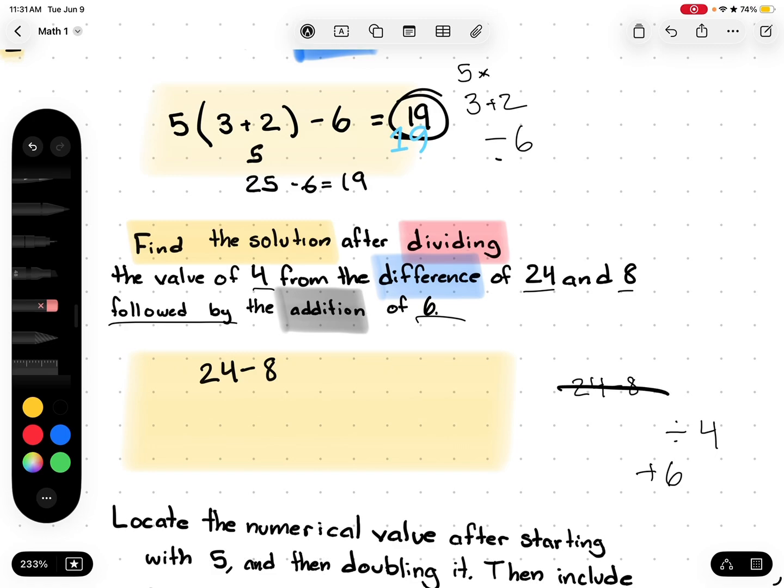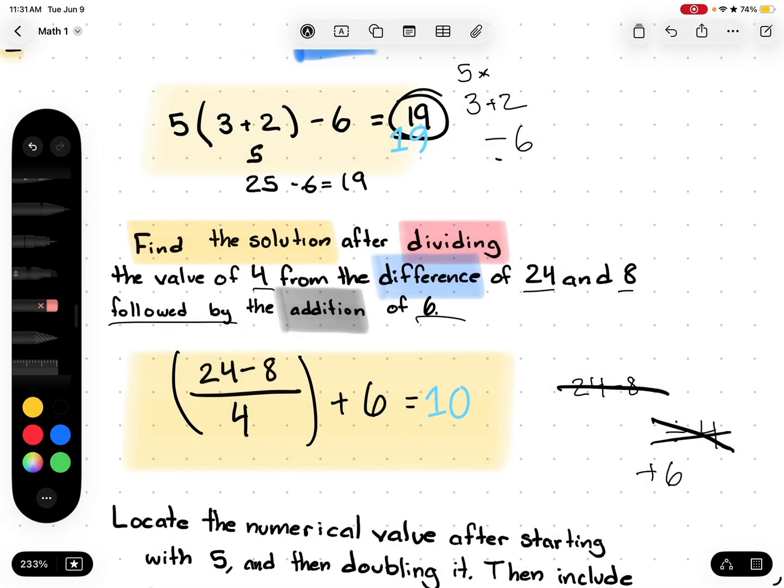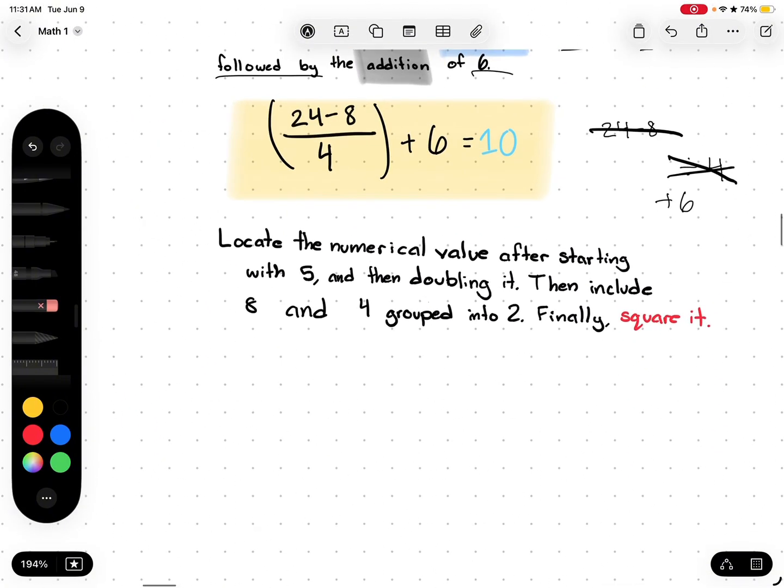Now we know that we are dividing by 4. Division and fractions are the same thing, so you can use either one to just simplify it. And now we are adding 6. So we add 6 to this whole thing, which gets us to 24 minus 8 is 16. 16 divided by 4 is 4. 4 plus 6 is 10. There we go.